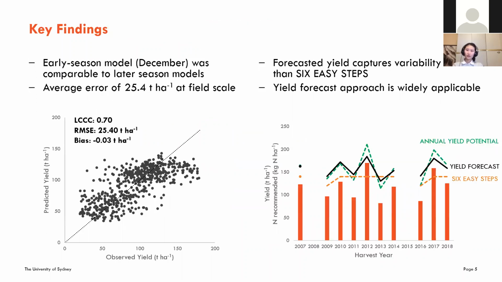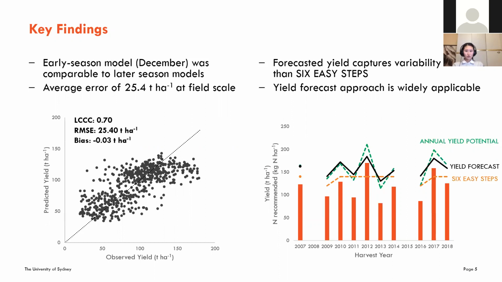For our key findings, we made several models throughout the season, the earliest being in December, just after the previous harvest season ends, and it predicted as well as the later models. At the field resolution, the average error was about 25 tons per hectare, so it is a work in progress to refine the variables in the model and bring that error down.